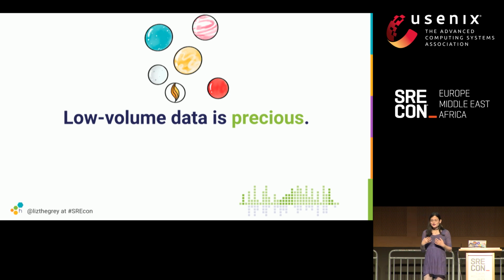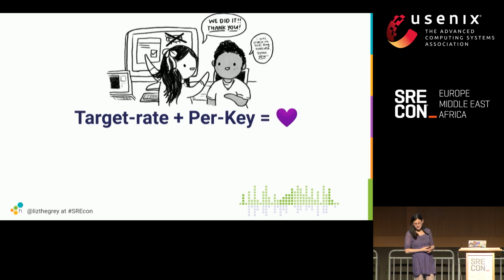That low volume data is so, so precious because that's where the interesting properties of our system come from, right? They don't come from the queries that all look like each other. They come from the queries that look different, right? You want to understand and appreciate what makes them different. So when you put together target rate sampling and per key sampling, you get much better observability at a much lower cost.